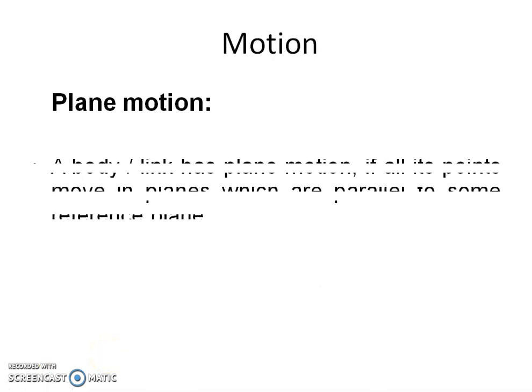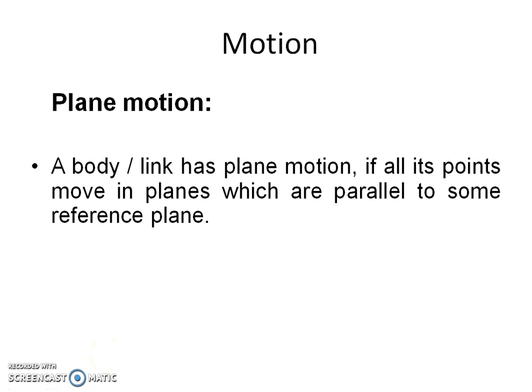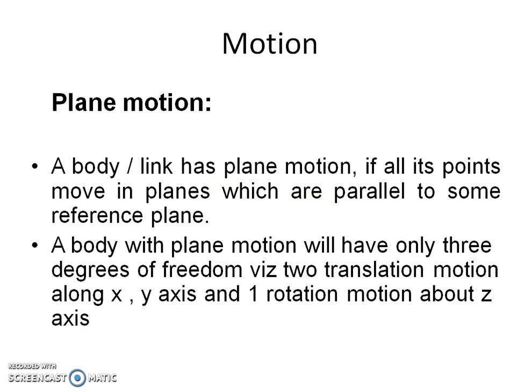Plane motion. If a body is moving along a plane and its points move in planes which are parallel to some reference plane, then it is said to have plane motion. A body with plane motion will have only 3 degrees of freedom, that is 2 translatory motions along the x and y axis and 1 rotary motion about the z axis.